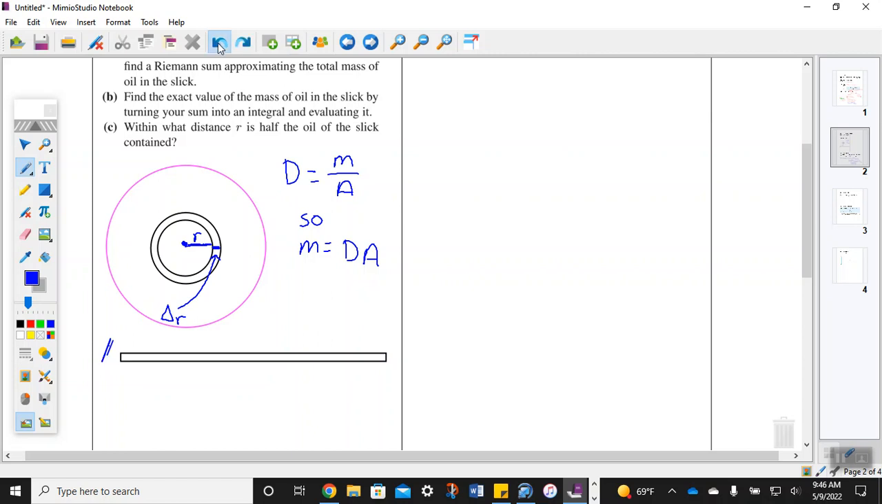Gosh, this is not working very well today, guys. Let me move this out of the way. Maybe that'll help. I'm going to move this out of the way. Maybe call this delta r. There we go. That's delta r right there, right?